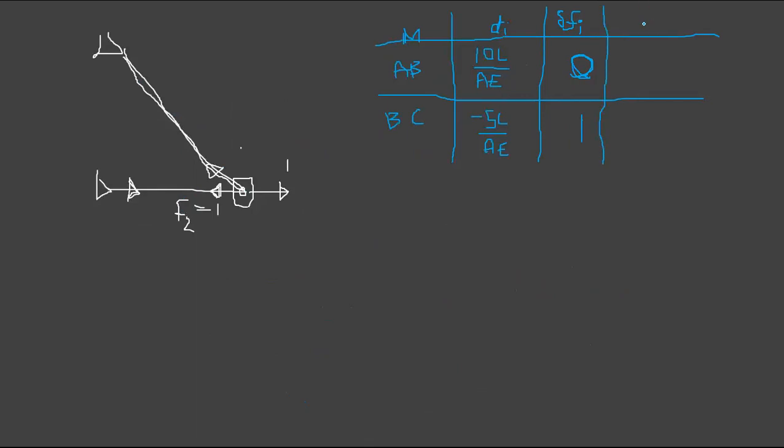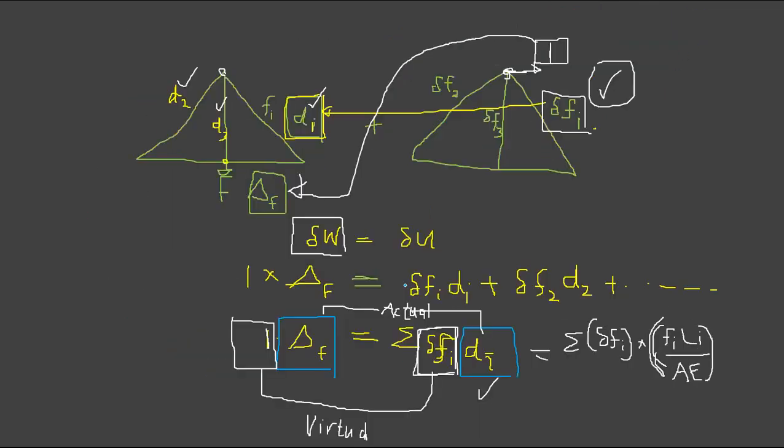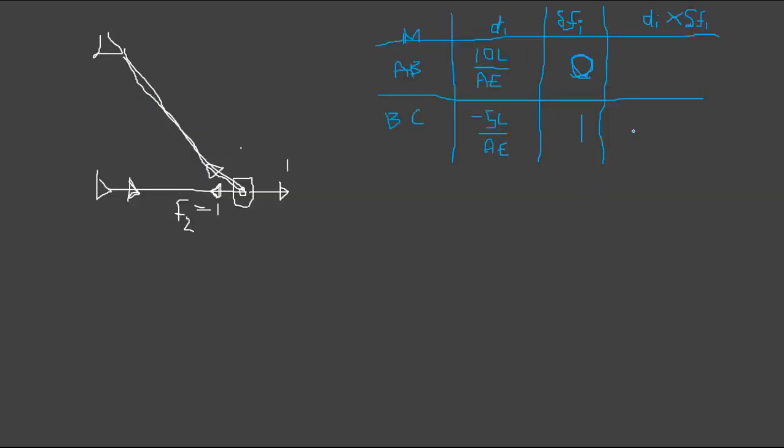So this is the di into delta Fi, this term, right? Di into delta Fi. I have written di first, okay? So it doesn't matter. So this is anyway going to be 0, and this is going to be 5 minus 5L over AE. And you have to take the summation, so that sigma is minus 5L over AE.